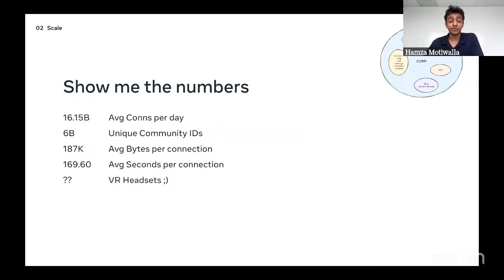But yeah, talking more about these numbers, we have 16 billion connections per day, 16 billion unique community IDs. We've enabled community ID across all our Zeek conn logs. We have about 187 kilobytes of data transferred across each connection on average, and each connection lasts an average of 169. So this is an offset. We have some connections which are long running, and we have some really short connections as well.